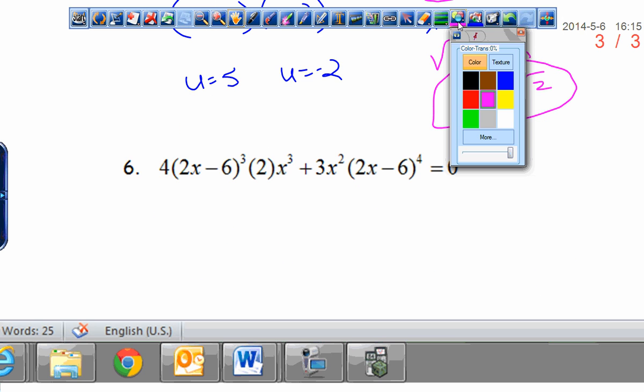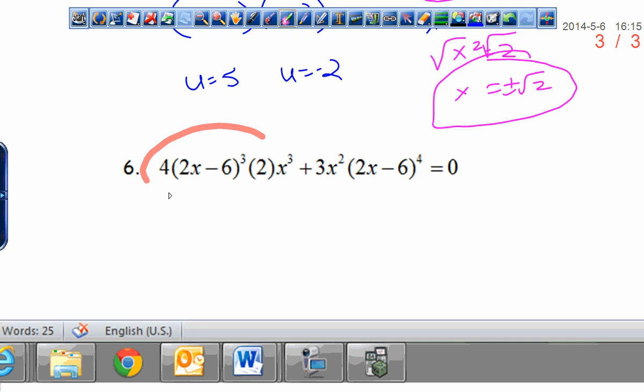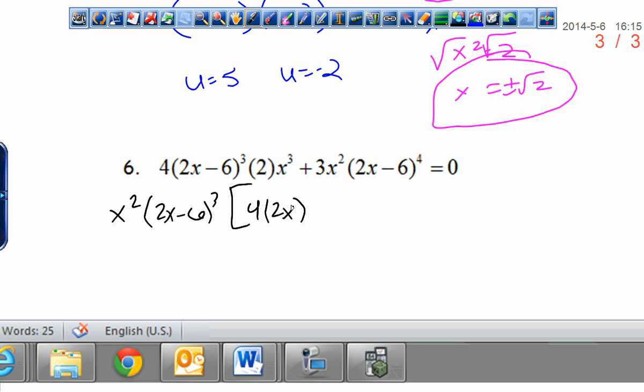We only have 2 terms, believe it or not. One term there, one term there. So what can I take out of both terms? That's what we're looking at here. So I can take out an x squared and a (2x minus 6) cubed. So what I'm left with is a 4, a 2, and an x out of the first term. Out of the second term, I'm left with a 3 and a 2x minus 6.